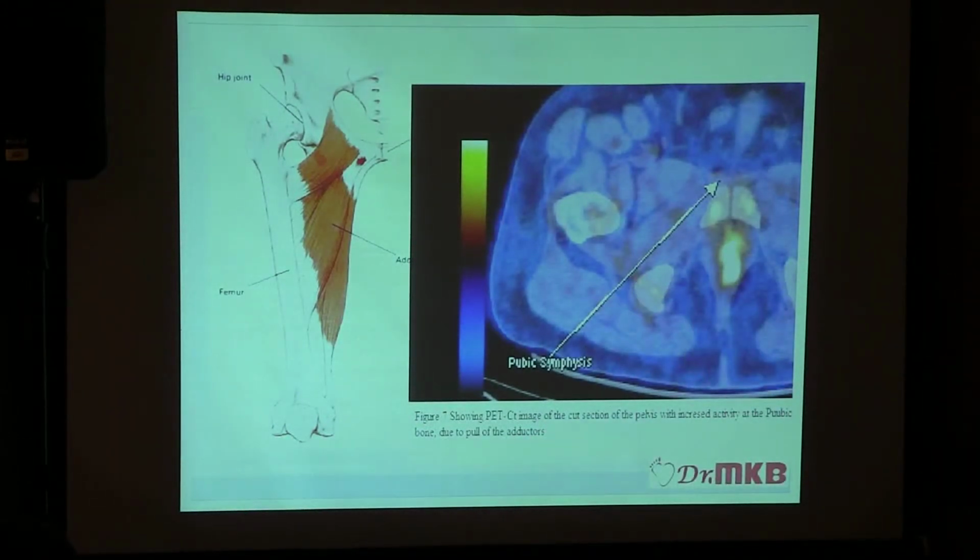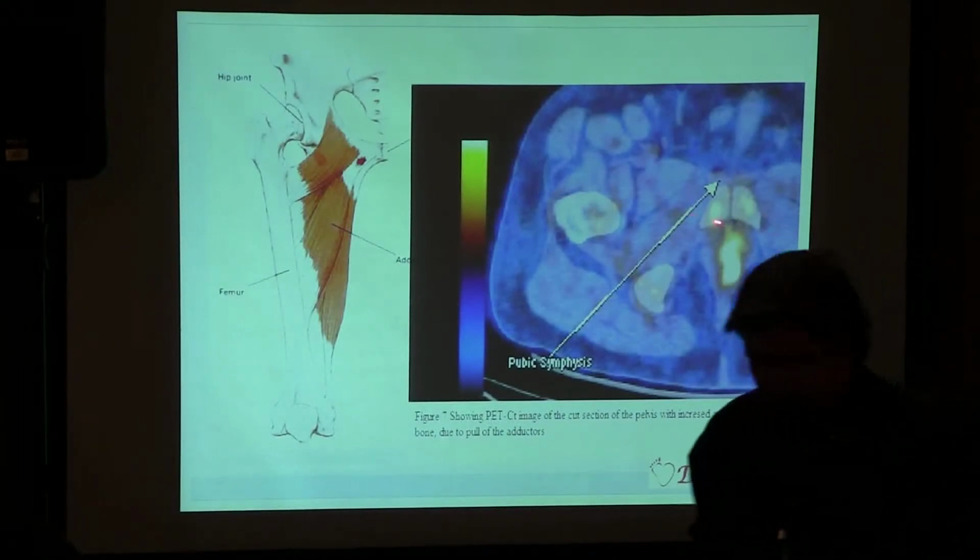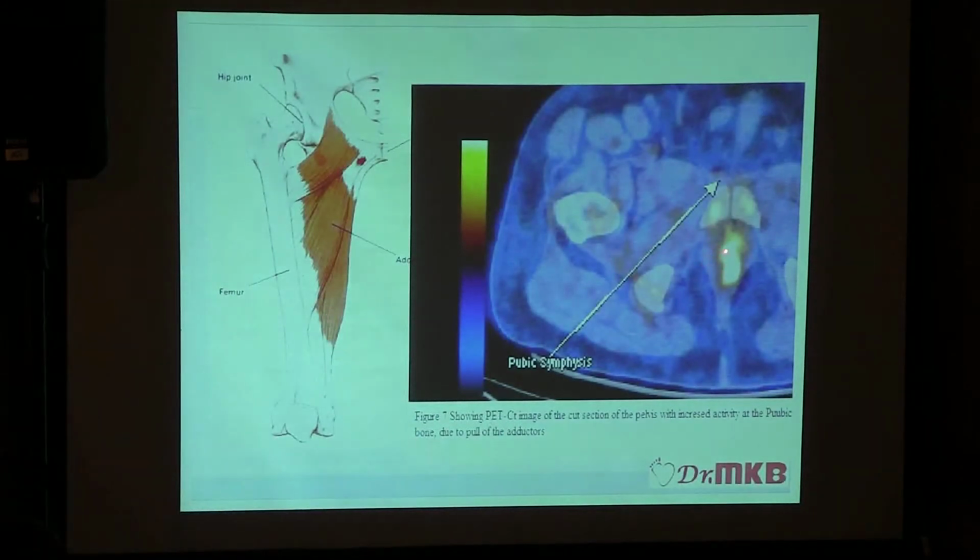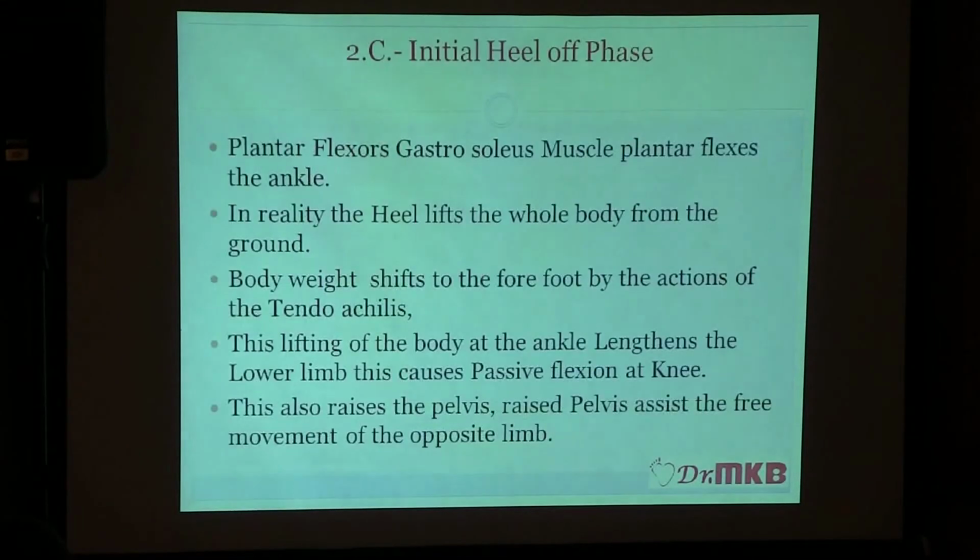At the pubic rami, there is so much activity. There is a huge blood supply. There is a reason why we can say that the adductor muscles pull the body forward. See, this is a bladder where the glucose uptake is so much. The same illumination means there is a hyperactivity at the pubic symphysis. That is due to pulling of the adductor muscles.